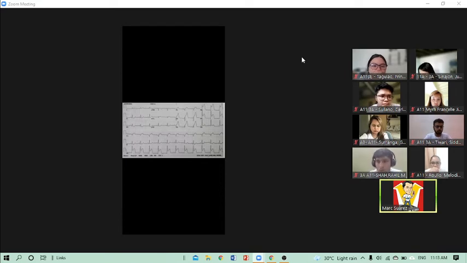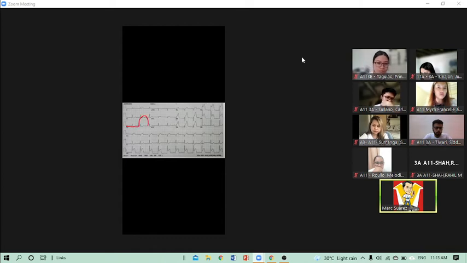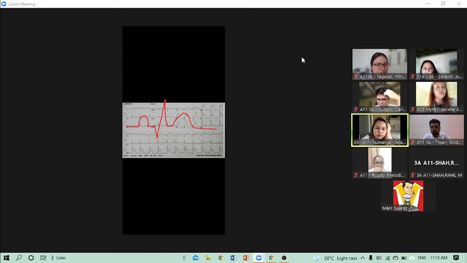So I can draw on it freely. So let us say this is a representation of the ECG. So this is the P wave. Okay. This is the Q wave, the R wave, the S wave, and the T wave. Follow? Yes, Doc.